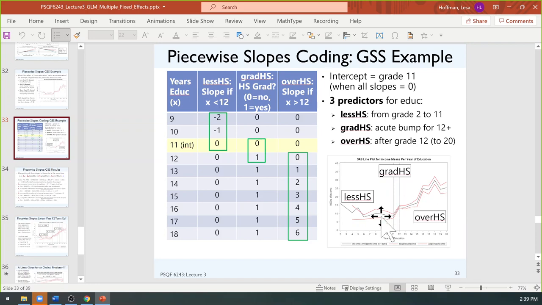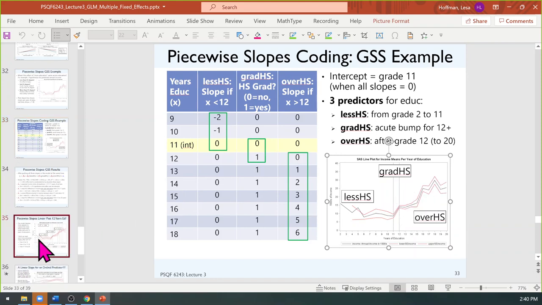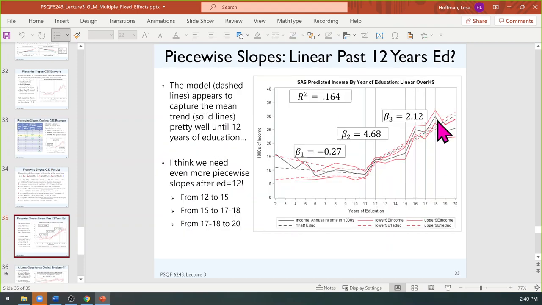And so what the results suggested, as you can kind of tell from the picture, is that the slope going from second grade to 11th grade was non-significant. It was actually negative, but very close to zero. There was a significantly positive slope for the bump between 11th and 12th, and there was a significantly positive slope for years of education out here, although this one's kind of suspect because it doesn't look like the model fit that predicted set of means very well.